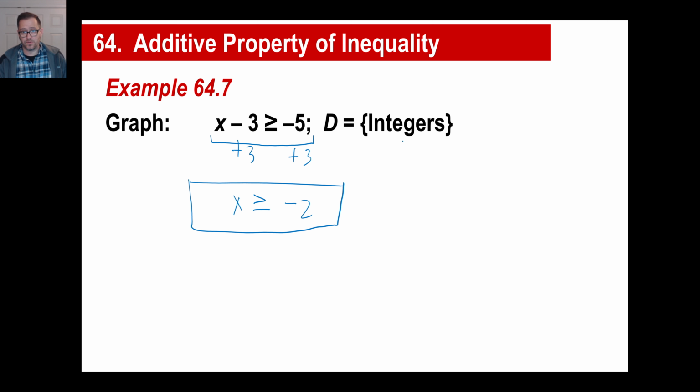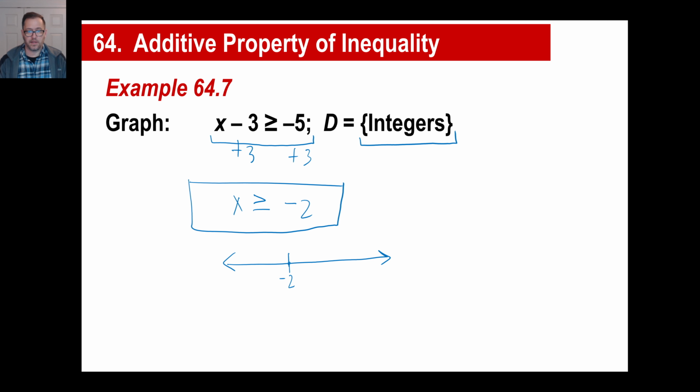What am I allowed to use? I'm allowed to use integers. Okay, so we draw a nice simple number line here. And since it is greater than or equal to negative 2, that means it will include negative 2. So you'll write something like this. There's my negative 2, and I'll fill it in, boom, like that.